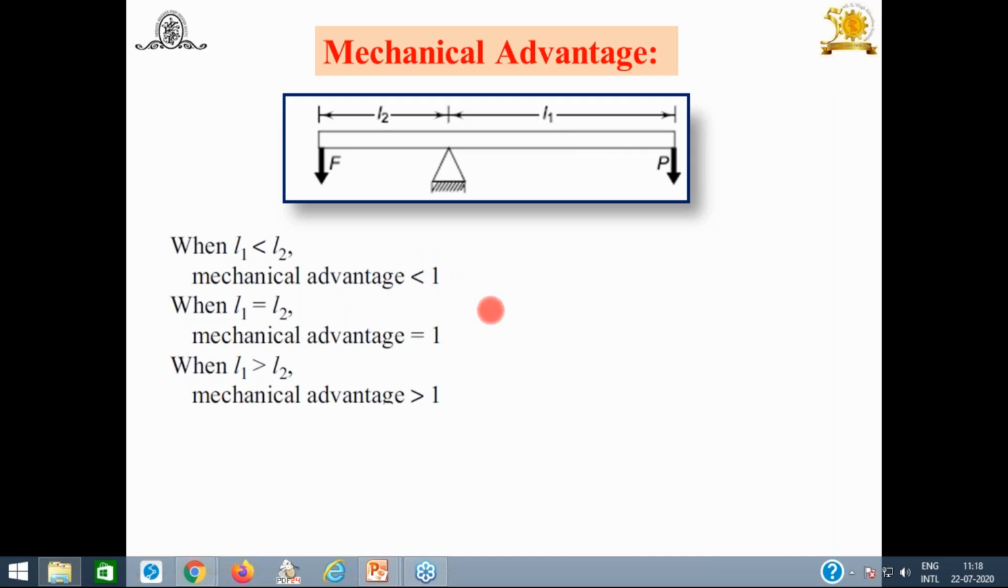That means the position of the pivot towards the load side decides the leverage, that is the ratio of L1 by L2, and leverage is equal to the mechanical advantage. Based on that, L1 and L2 decide whether the mechanical advantage is greater than 1, less than 1, or equal to 1. But in actual practice, to get a maximum force with minimum effort, the mechanical advantage should always be greater than 1, and the lever is constructed that way in many practical applications.